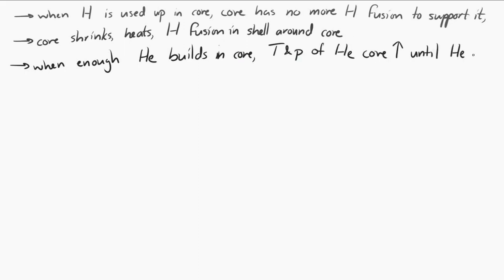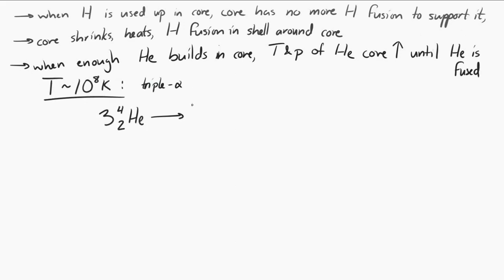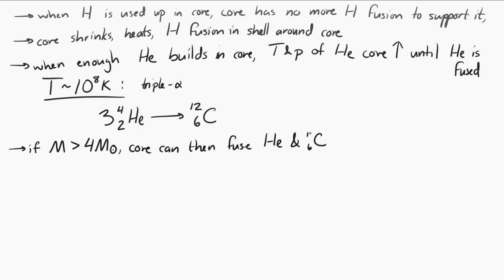This requires temperatures of about 100 billion Kelvin. Here, 3 heliums combine to form a carbon-12. And then, if the star's mass is above 4 solar masses, then the core can become hot enough to fuse helium with carbon-12 to form oxygen. And it can continue by fusing oxygen with helium to form neon-20.